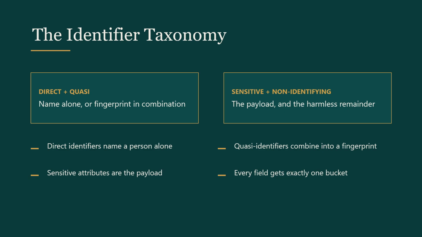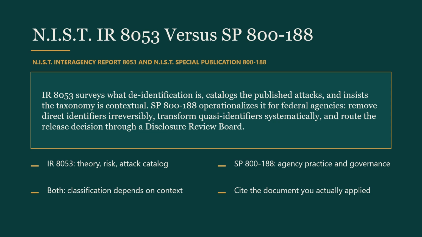Second, this classification is a written, load-bearing commitment. It goes into your report. Every equivalence class, every risk number, and every transformation downstream inherits it. Misclassify one field as non-identifying when it is really a quasi-identifier, and every number you compute afterward is wrong in the direction that favors release. Reviewers know this, which is why the classification table is one of the first things they read. There are two NIST documents everyone in this field names, and candidates routinely blur them together in interviews.